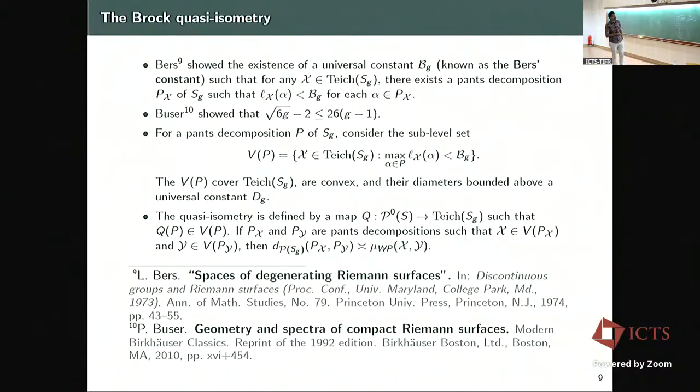Okay. So that is the thing that you need to think. And so the important thing is, using this Bers constant, you can define a sublevel set in the Teichmüller space. So this also comes from Bers' work. I don't think this is credited to Brock. But what you can do is, for V of P, for any Pants decomposition P, consider the sublevel space V of P: all structures in Teichmüller space such that if you take the maximum of the lengths under the structure of any alpha, where alpha belongs to this P, it is bounded above by the Bers constant.